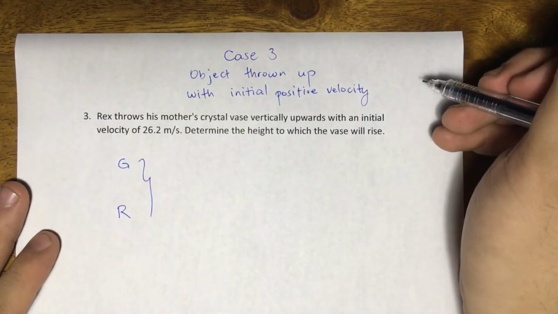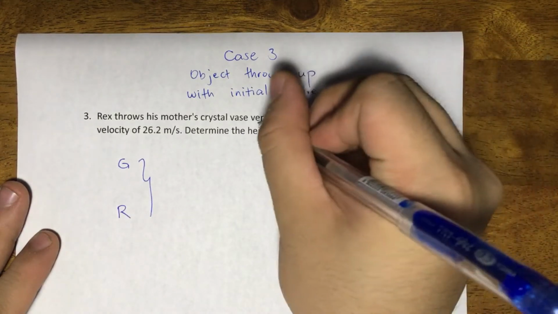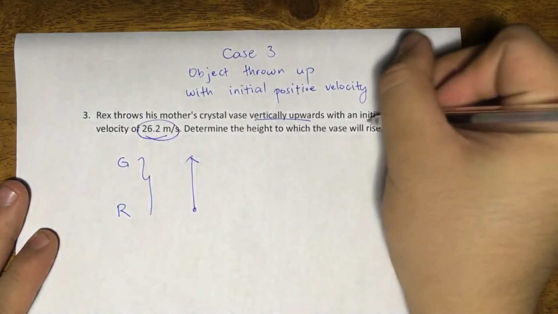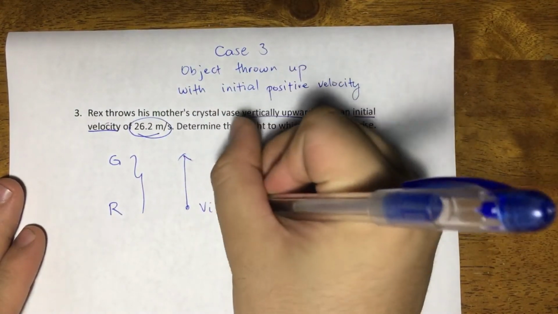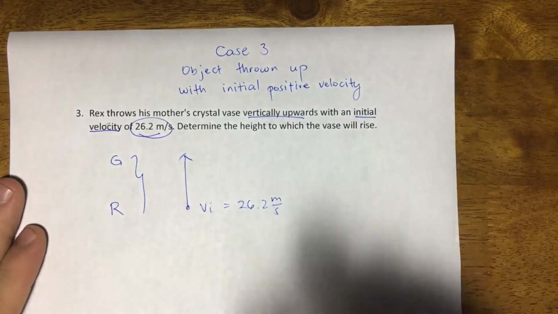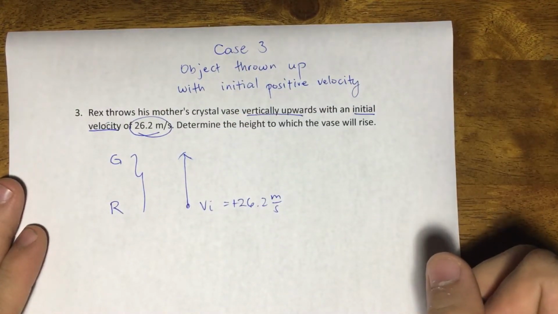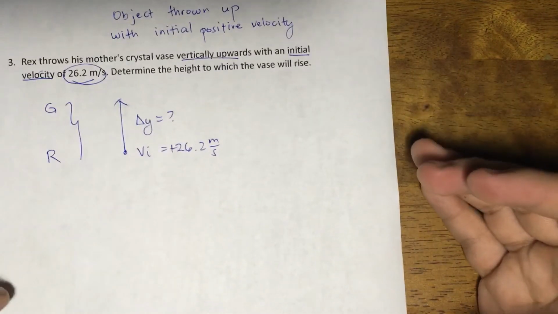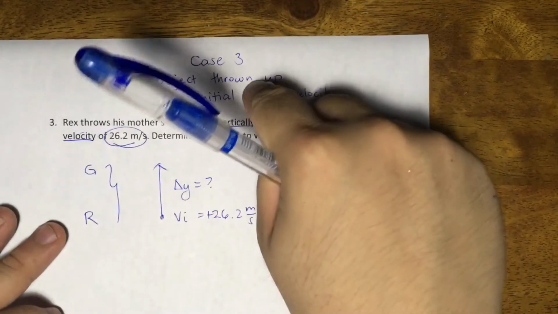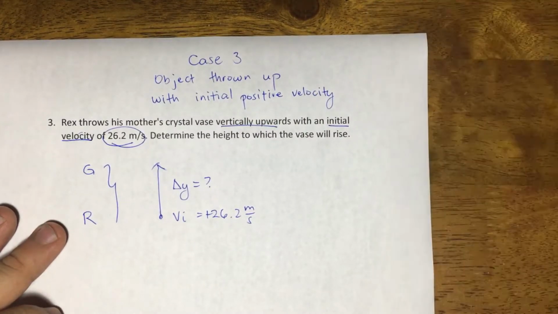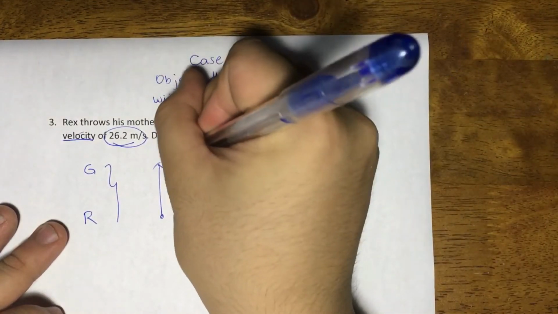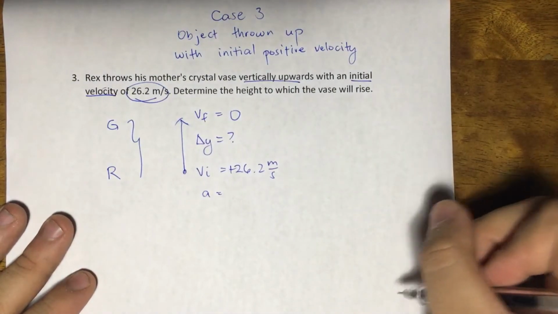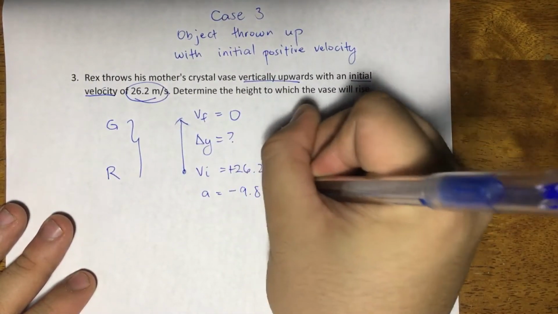So, Rex throws his mother's crystal vase vertically upwards with an initial velocity of 26.2 meters per second. And remember, you're going up, therefore this is a positive velocity. Determine the height, so you're looking for the height to which the vase will rise, and that's it. Okay? But what do you know? In case 3, like a basketball, when you have a jump ball in basketball, at the very top of your flight, you know that the final velocity would equal 0. Okay? And your acceleration due to gravity would then be negative 9.8 meters per second squared.